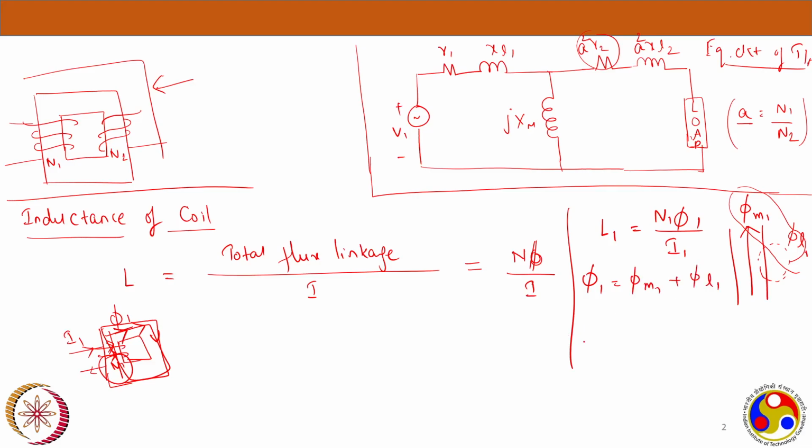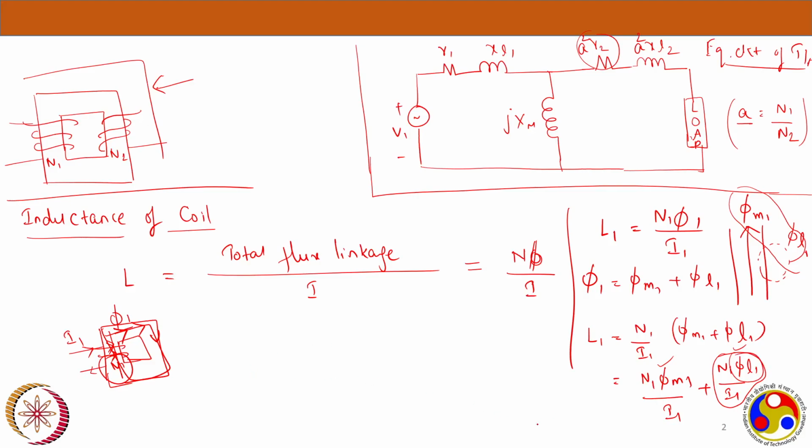Now if we substitute it in the above equation, L1 is equal to N1 divided by I1 multiplied by phi m1 plus phi L1. I'm just simplifying it: N1 phi m1 by I1 plus N1 phi L1 by I1. Now, in this, we are seeing two terms, and I can call this entire term the leakage inductance. Each individual term is a kind of inductance, and this is related to the leakage flux. So I call it a leakage inductance.